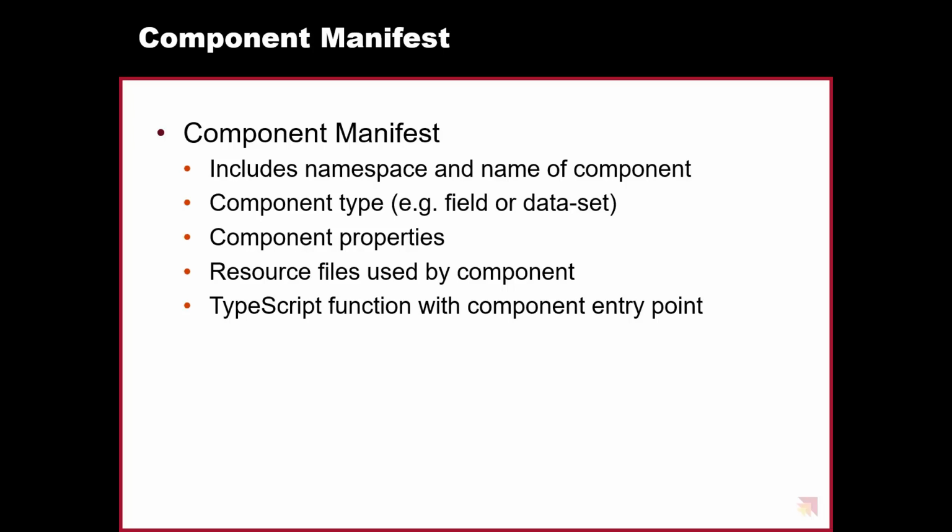Now, the component manifest is going to have a namespace and a name of a component. Remember I said that in the preview we don't yet support Canvas apps. We only support model-driven apps, so we really support Common Data Service entities. When you create your component, you either say, I am a field, and I bind to a single field in an entity, or I am a data set, and I bind to a record set behind an entity.